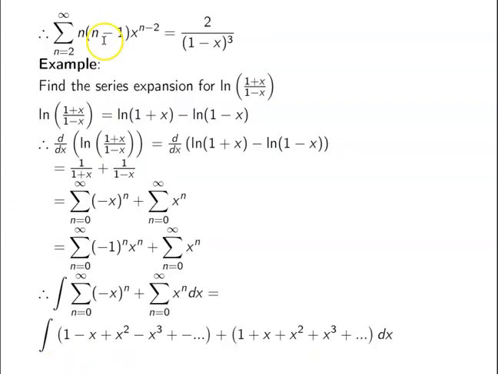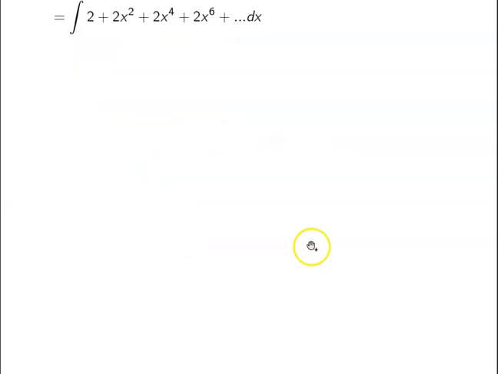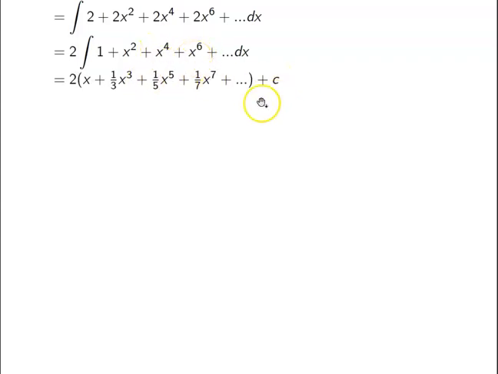This is why we get these twos. Okay. So I have 1 plus 1, x squared and then x squared, x fourth and then x fourth, etc. Okay. So when I integrate this, I can pull out the 2, integrate term by term. This will be x, 1/3 x cubed, 1/5 x fifth, 1/7 x seventh, etc., etc. Okay. Plus that constant of integration.